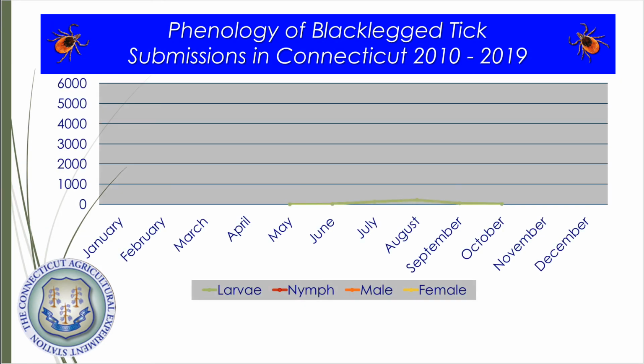Submissions of nymphal and adult female black-legged ticks follow a distinct seasonal pattern. Nymphal tick submissions peak in June, while submissions of adult female ticks show a bimodal pattern with a major peak in April through May and a minor peak in November. The June peak of nymphal submissions coincides with the June through July peak in reported Lyme disease cases in Connecticut.